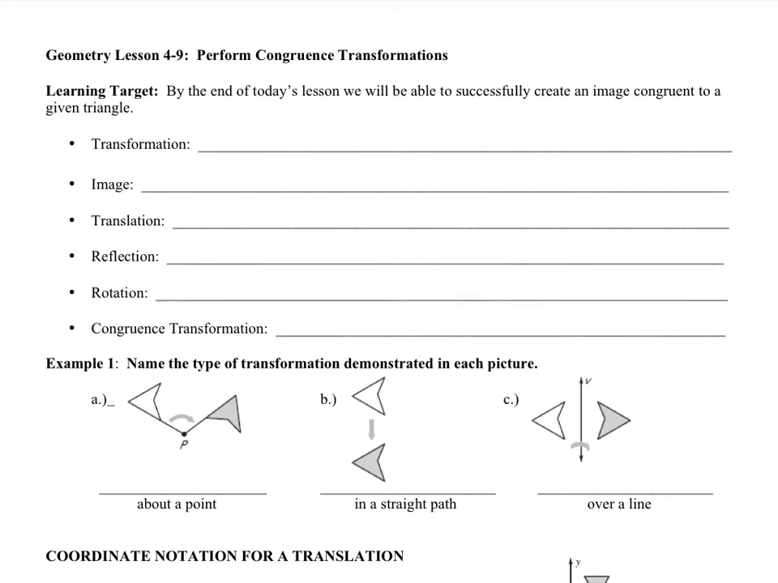In Lesson 4-3, you learned how to relate transformations and congruence. Now in Lesson 4-9, you're going to learn how to perform congruence transformations. So by the end of today's lesson, you'll be able to successfully create an image congruent to a given triangle.